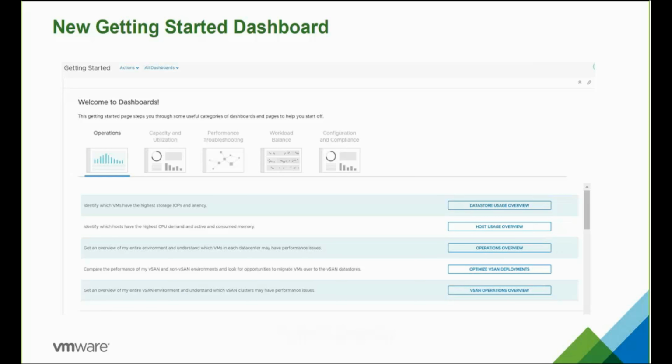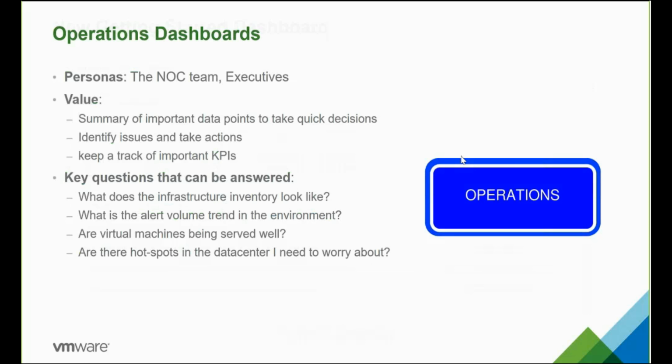So the first category, as you can see, is operations. I do have a slide for it. Okay, cool. So the personas primarily targeted for this category were the NOC team and the executives. Some of the dashboards you would see in this category don't even require you to click them. That's where the NOC use case comes in, where you put it on a big monitor and you're able to understand what's going on in your environments through those dashboards.